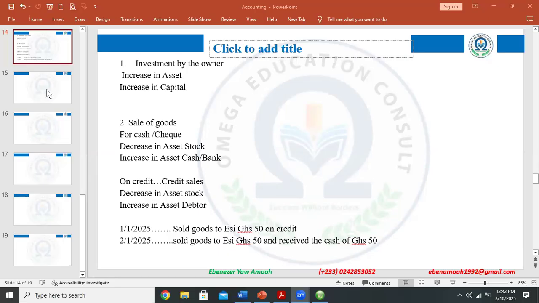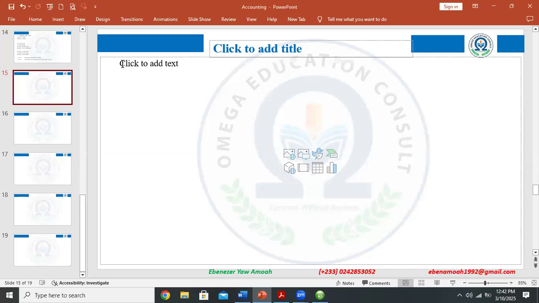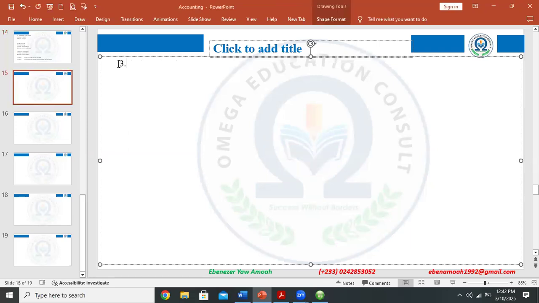So today we are looking at the purchase of goods, as our next transaction. Transaction number 3: purchase of goods. In this scenario, the business is taking goods from suppliers, right? So let me make a diagram here to guide us.